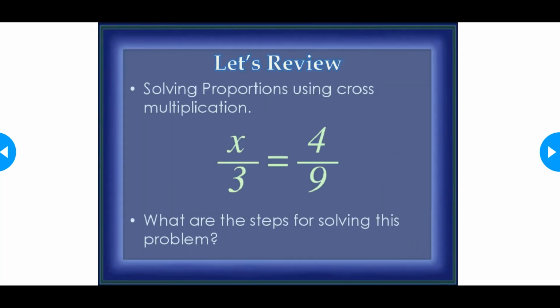So there's a little review here. Solving proportions using cross multiplication. So we have x over 3 equals 4 over 9. What are the steps for solving this problem?